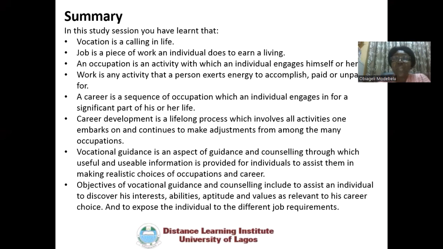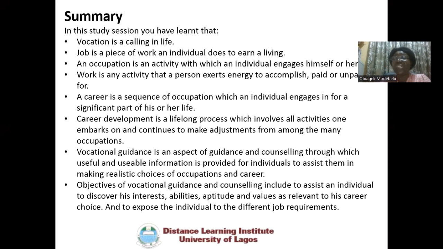So, in this study session 1, we have tried to look at vocation as a calling to do something in life which can be paid for or may not be paid for, as we have said. Marriage cannot be paid for, but a job or work that somebody does can be paid for. Then a job is a piece of work an individual does to earn a living. And we say that there are 3 types of jobs. We talked about trade, which you just need apprenticeship. Just learn under a master trader and then begin to do what he or she is doing. And then we talk about profession, which you need serious theoretical and practical training in before you start and get your certificate before you engage in it.